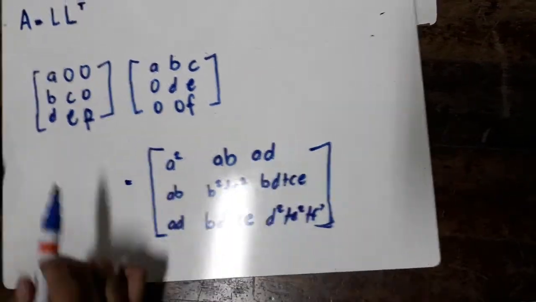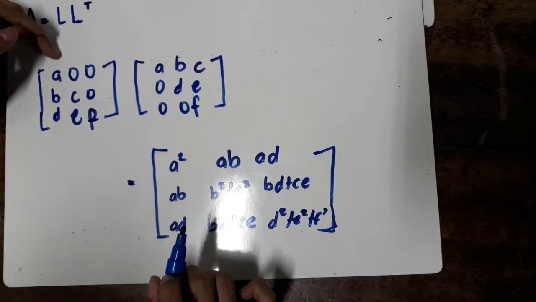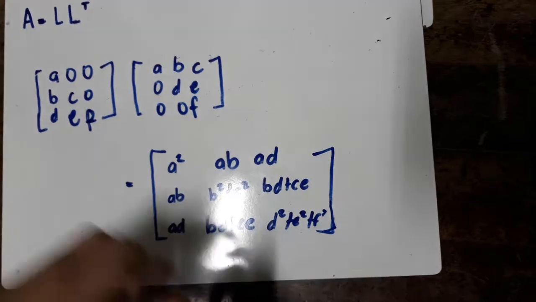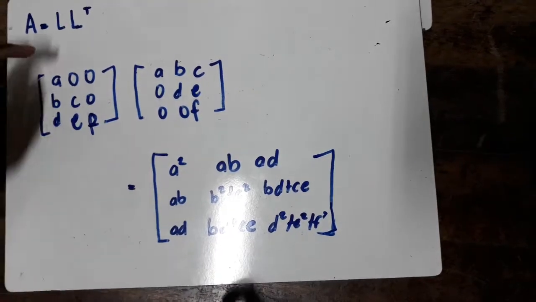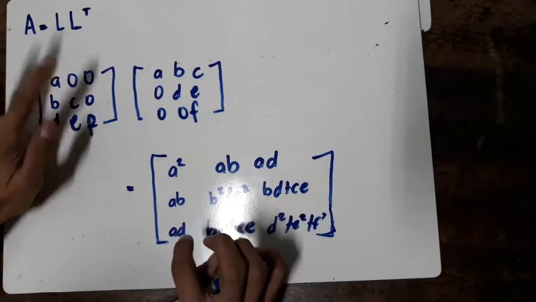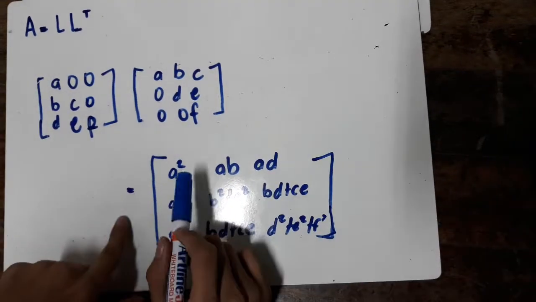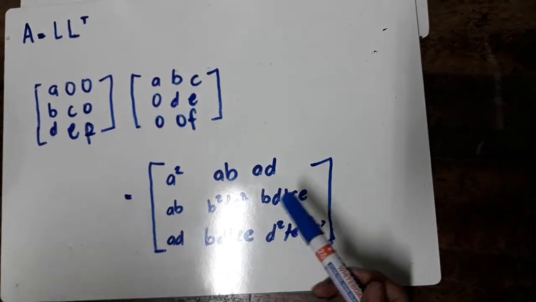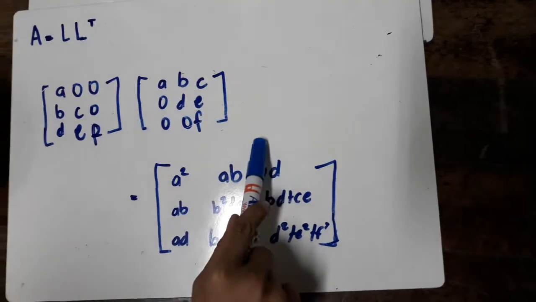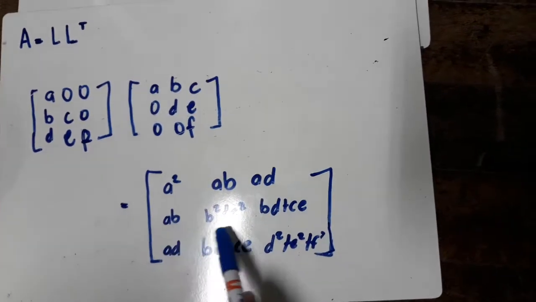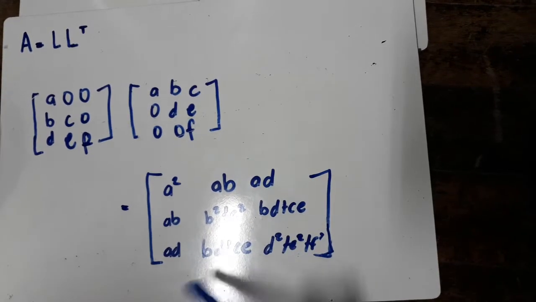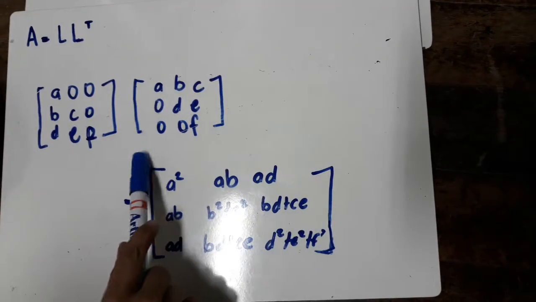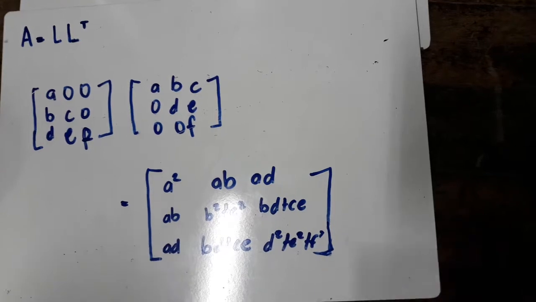We get this equation by multiplying the row matrix to the column matrix. For example, A times A is A squared, then 0 times B is 0, and 0 times C is 0, so it just becomes A squared. That process is the same to come up with this equation. So we have A squared, AB, B squared plus C squared, BD plus CE, AD, BD plus CE, and D squared plus E squared plus F squared. We can use it to solve for the values of A, B, C, D, E, F.